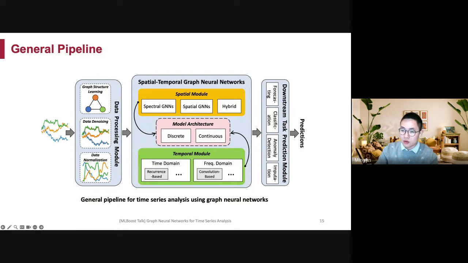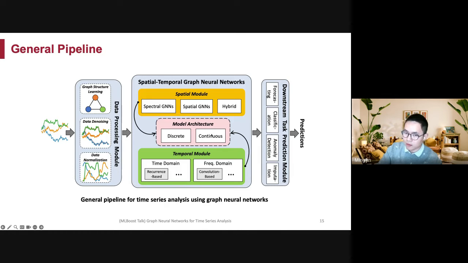Now we introduce the general pipeline when talking about GNNs for time series analysis. Given a multivariate time series, we have a series of data processing modules, like the graph structure learning that we just talked about. Then we can do some processing like data denoising and normalization through the typical procedures. After that, we enter the graph neural networks, which in many research works we call spatiotemporal graph neural networks. In terms of the model architecture, it could be discrete or continuous. The discrete model will be the typical deep learning pipelines or deep learning models.